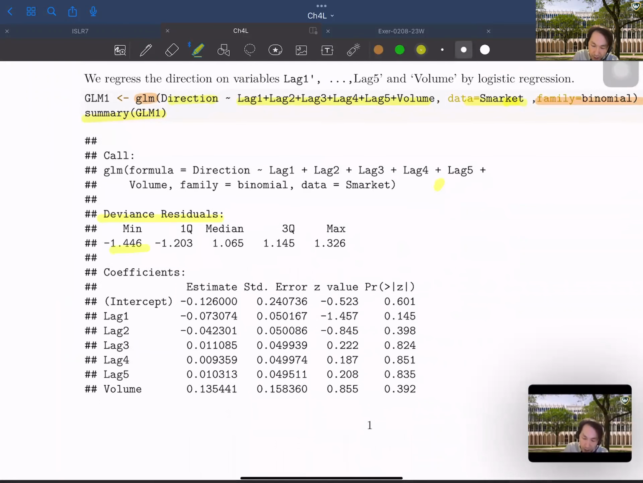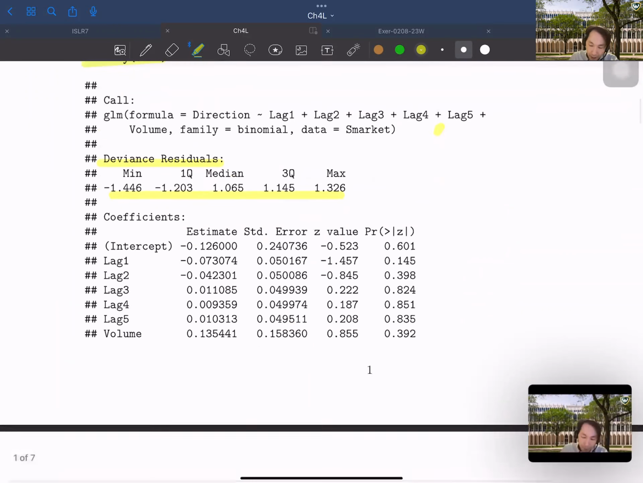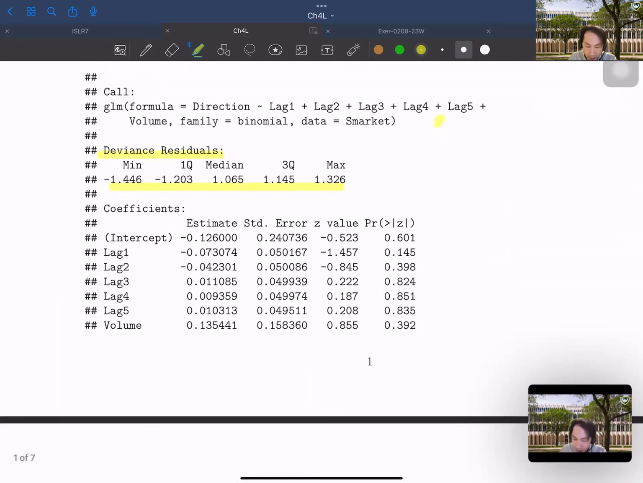This is the deviance residuals. This is kind of the residual defined for binomial regression. We won't discuss this in detail. Basically, this is a kind of likelihood for one observation. Maybe I would say the negative likelihood.